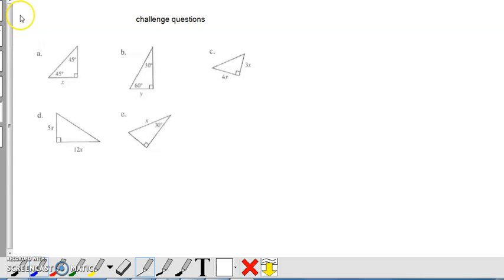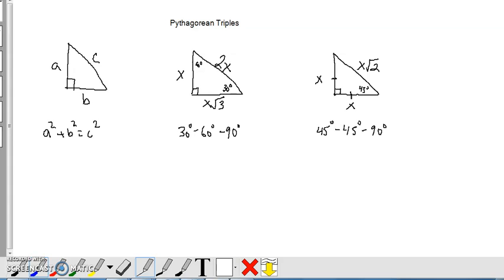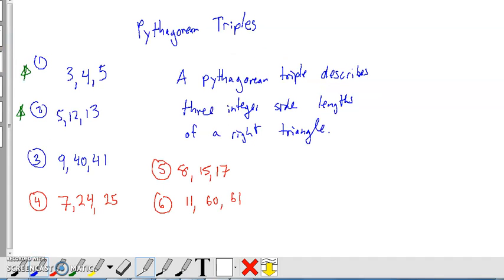All right, so from our Pythagorean triple talk, we have some challenge questions. Again, just to remind ourselves, we can use the Pythagorean theorem if we don't remember any specific Pythagorean triple. We can use our 30, 60, 90. We can use our 45, 45, right? We do have a couple Pythagorean triples, right?